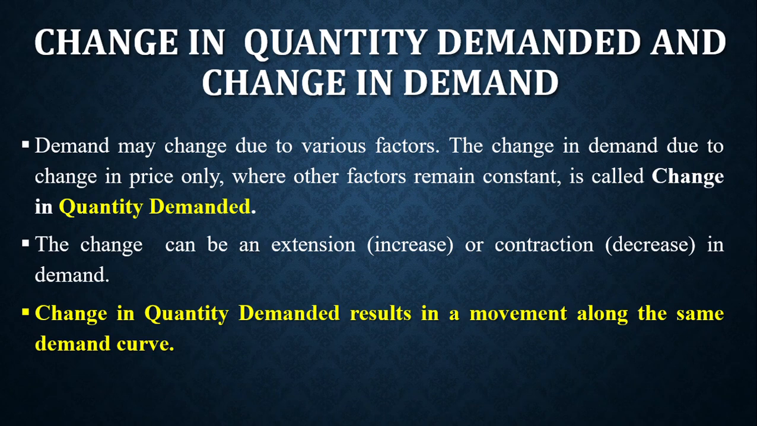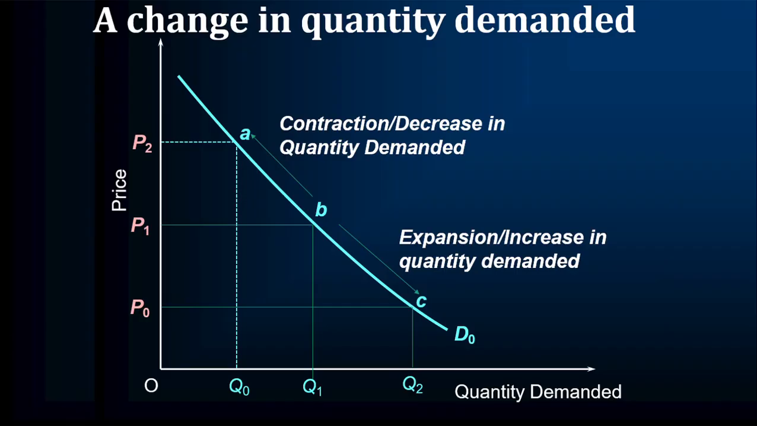So change in quantity demanded results in a movement along the same demand curve. So looking at this demand curve, if the price increases, we see demand decreasing. So there is an upward movement. And if price decreases, we see demand increasing. There is a downward movement. It is moving along the same demand curve, which is change in quantity demanded. If it moves downwards, it's called increase in quantity demanded or expansion. And if it moves upward, here to the left, this is to the right, the downward is to the right, to the left upward is decrease in quantity demanded.